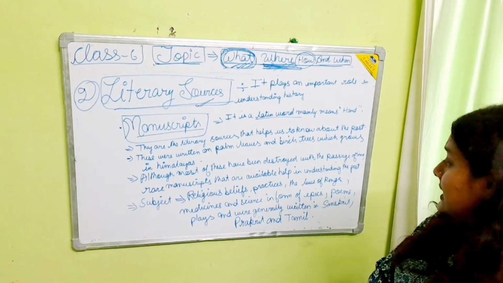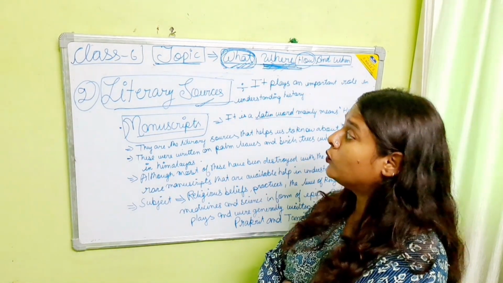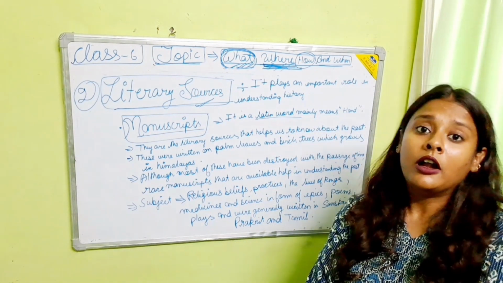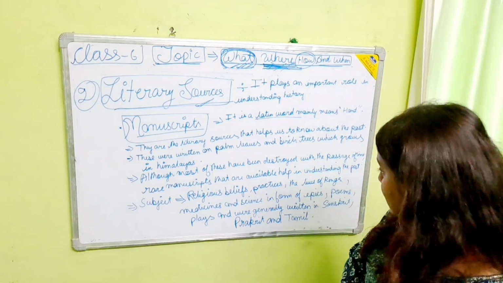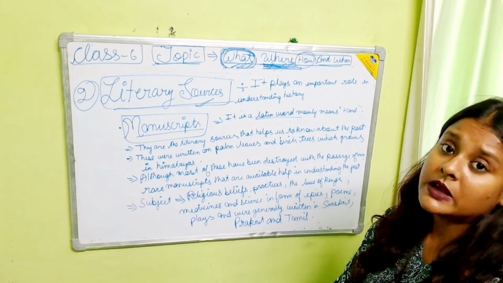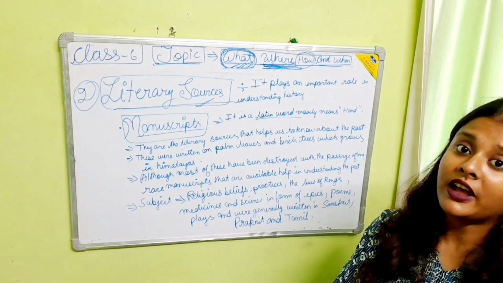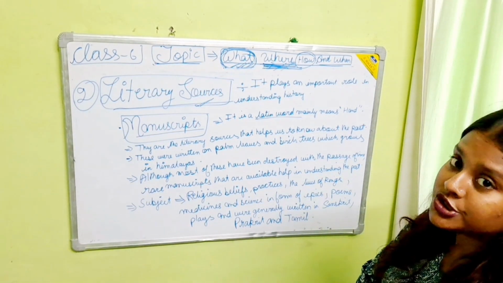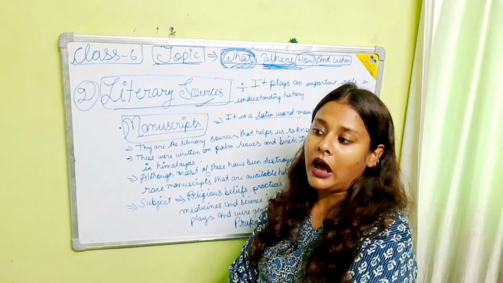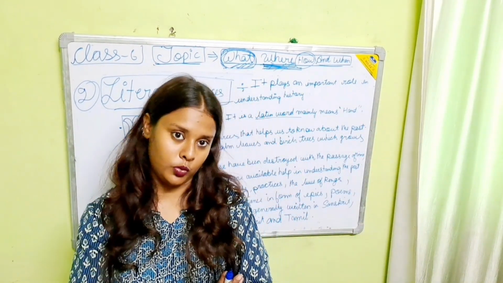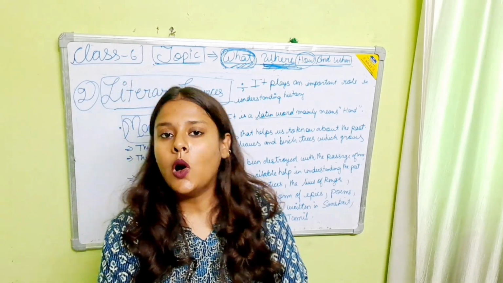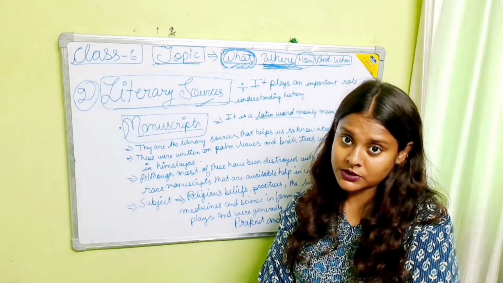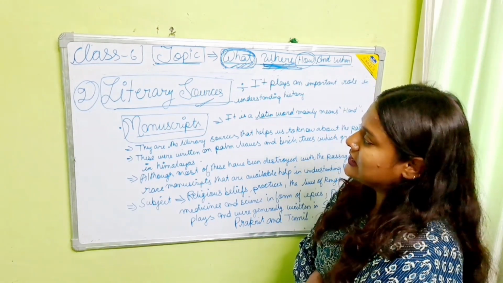And what do they tell us about? The subjects on which the manuscripts are written are religious beliefs, religious practices, lives of the kings, medicines and science in forms of epics. They were written in form of epics, poems and plays, and they were generally written in Sanskrit, Prakrit and Tamil language. That's all for this literary source. It has only one source, that is manuscript, prescribed in your syllabus, so we have discussed it.